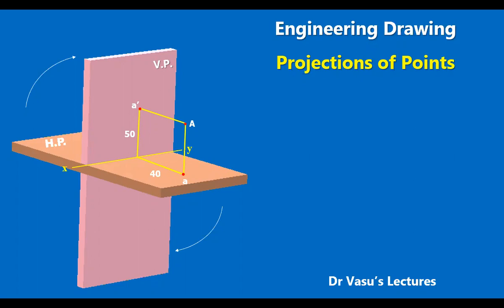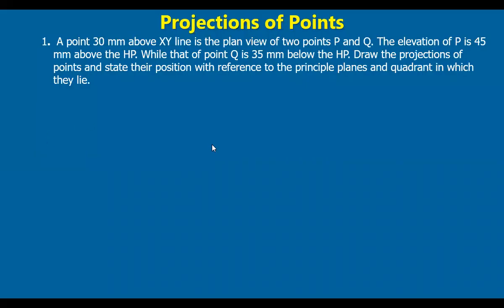Now, let's see some typical problems in the projections of points. Let's take a problem here. A point 30 mm above the XY line is the plan, means top view, of 2 points P and Q. So we take the reference line here and mark the point 30 mm above the XY line, the reference line. At a distance of 30 mm, we mark a point here, and that is the top view of P and Q. So we mark P as well as Q, top view.